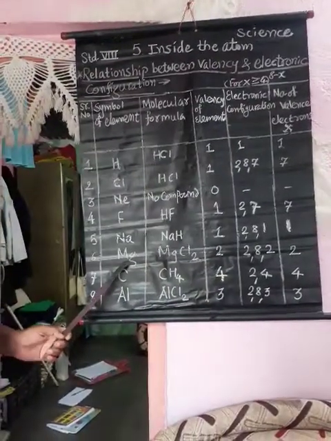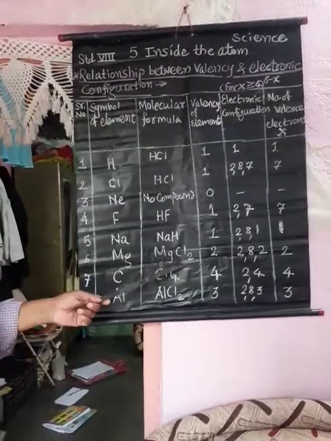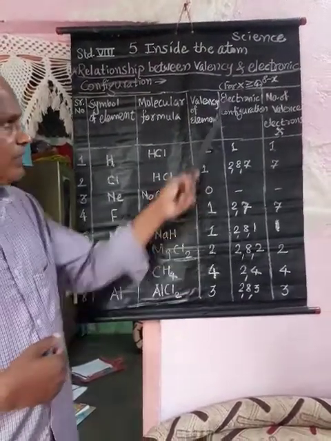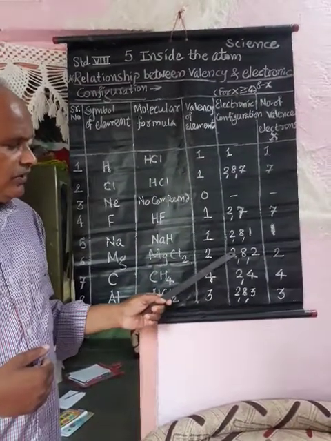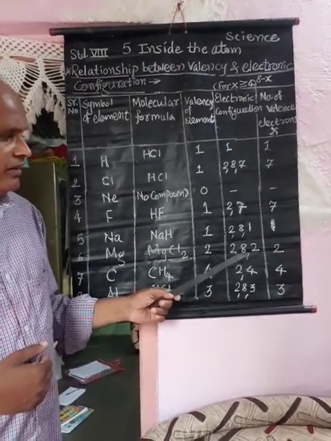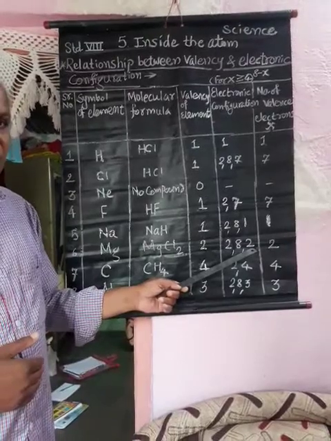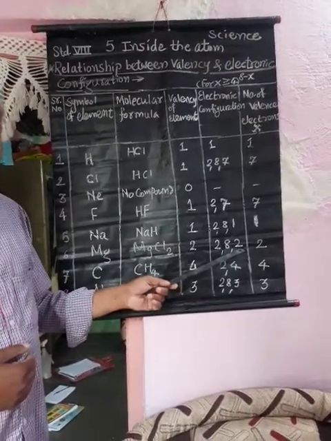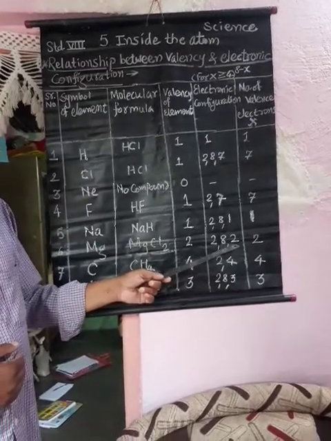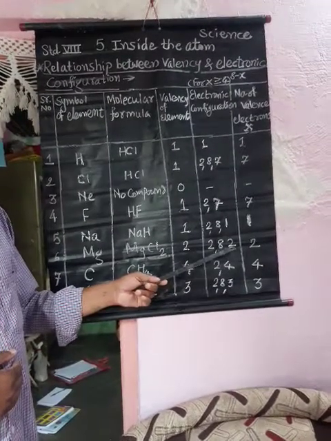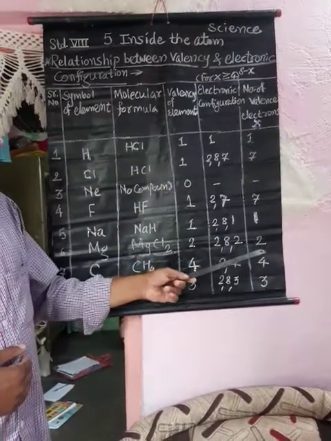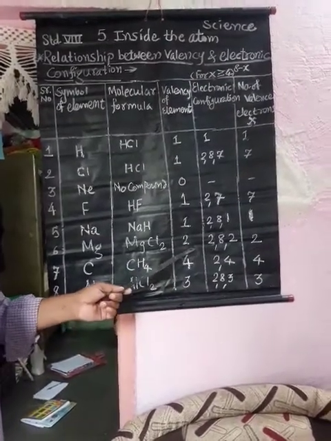Now, magnesium, magnesium chloride. The atomic number of magnesium is 12. 2, 8, 2 is the electronic configuration: K shell, L shell, and M shell. In the M shell, the valence shell, 2 electrons are there. This number is less than 4. So the value of x, which is 2, matches the valency of magnesium.